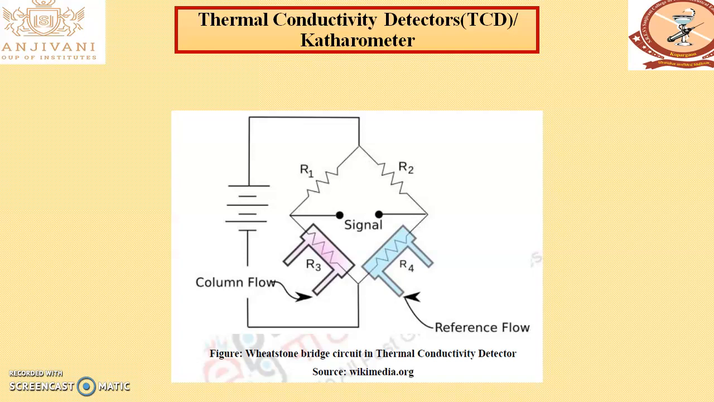So the Wheatstone bridge is balanced. But once something comes out of the column, when the column effluent contains an analyte, the thermal conductivity of the gas changes. That leads to a change in temperature of the filament, and this change in temperature is taken up as the signal. When clean carrier gas passes over both the R3 and R4 systems, we get a constant voltage or current in the circuit, or a balanced current or voltage between the opposite legs of the bridge, which we can monitor.